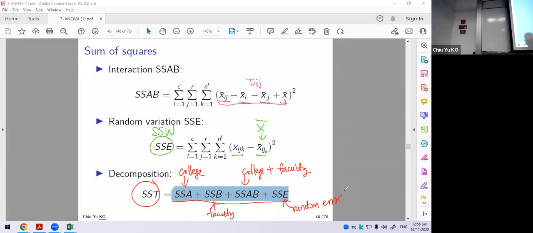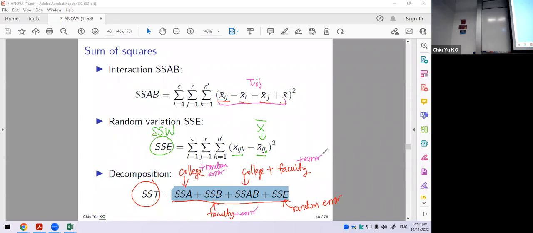To be exact, you have this plus the random error. And if there's no college difference, these 2 should be the same. If there's no difference by the faculty, these 2 should be the same. If there's no joint effect, they should be the same.